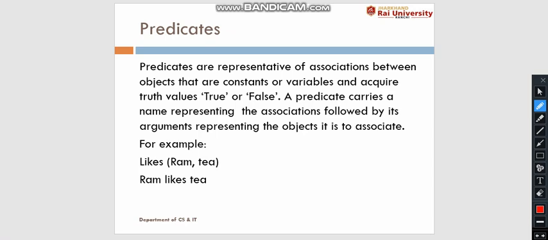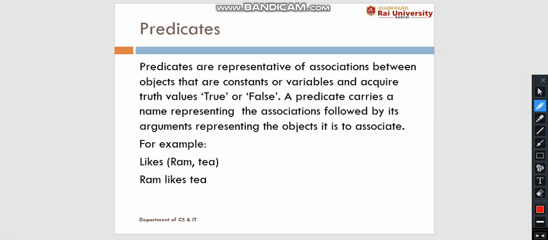The second thing is that the predicate must have a truth value. Either it can be true or false. A predicate carries a name representing the association, followed by its arguments representing the objects it is to associate.